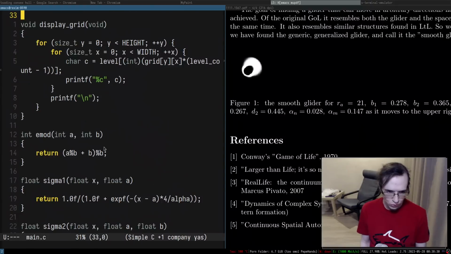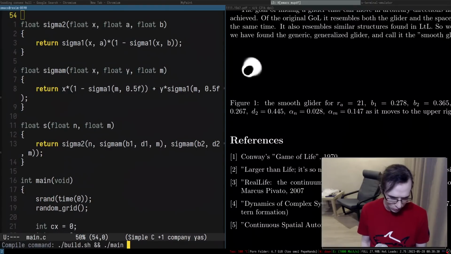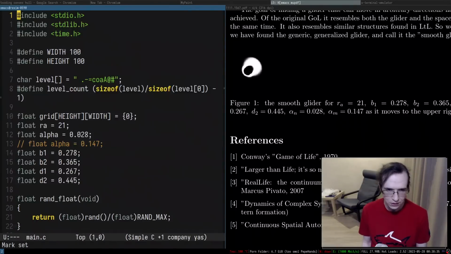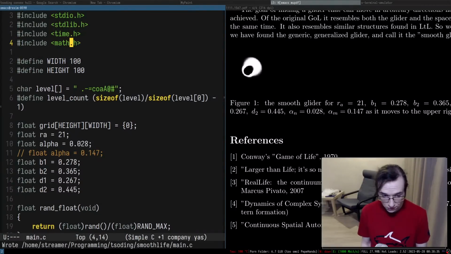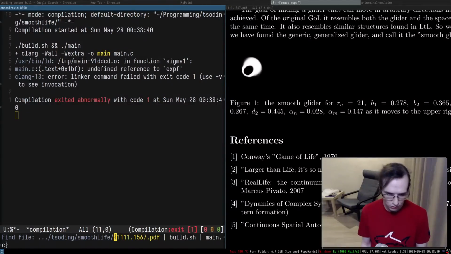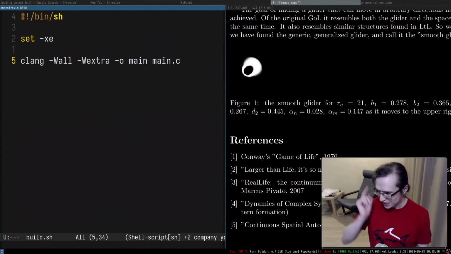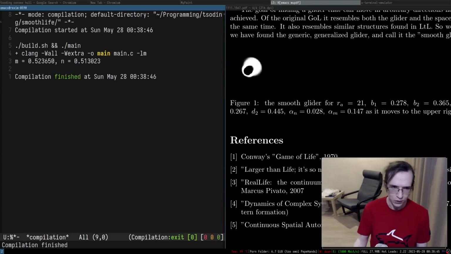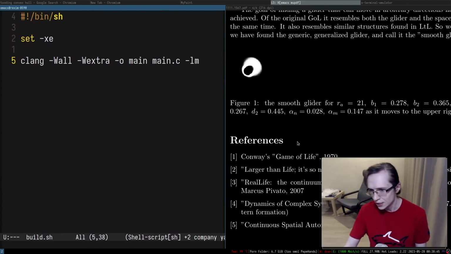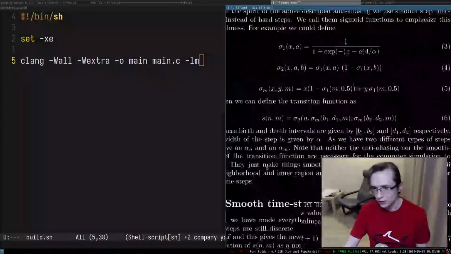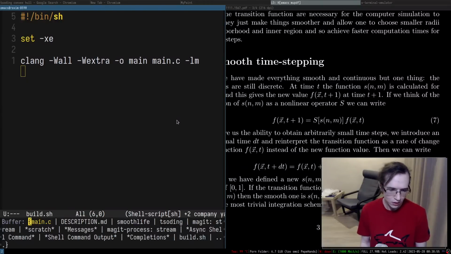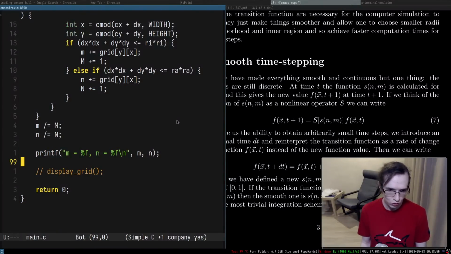Okay, so let me try to compile this entire thing. Is it going to work? It wants mathematical stuff, so that means we need to include math, and also we need to link with math. There we go. So this is what we got. That's pretty epic.